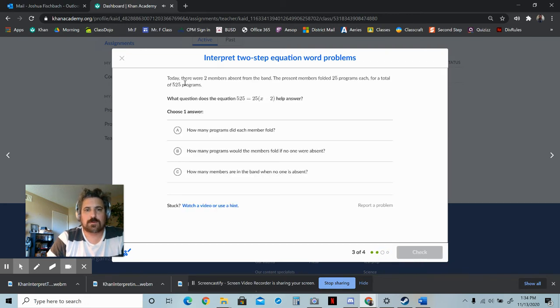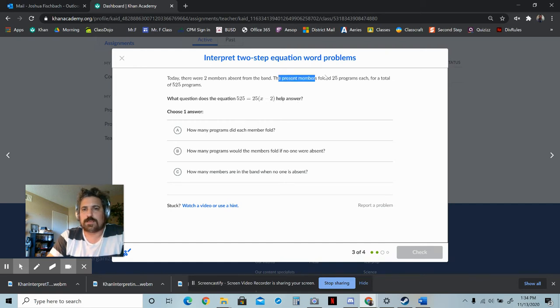Okay, today there were 2 members absent from the band. The present members folded 25 programs each for a total of 525 programs. What question does the equation 525 equals 25 times the quantity of x minus 2 help answer?